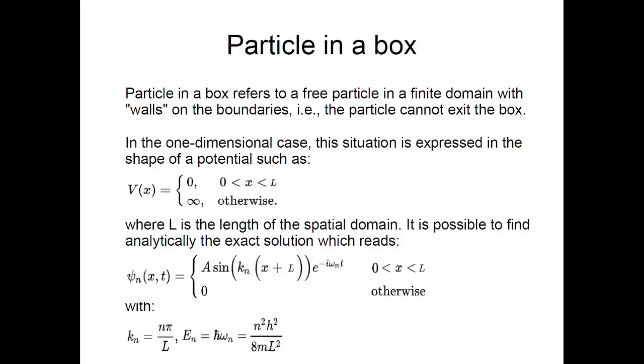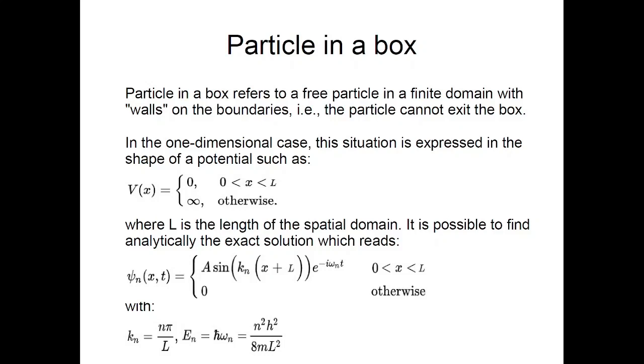So what does it mean, a particle in a box? This is again a free particle, so practically no potential is applied to the particle, but it is not now in an infinite domain, it's a free particle in a finite domain. This finite domain has walls on the boundary, and you can consider them as infinite walls. So the particle is essentially isolated in this one-dimensional, finite domain, and cannot go out of that domain.